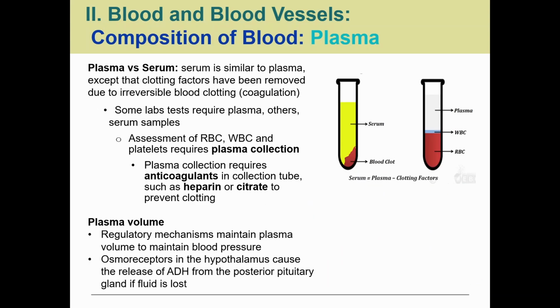Now, plasma is how we describe the matrix inside the bloodstream. Serum is similar, except we've removed all the clotting factors. So we've had some coagulation happen. Sometimes labs require plasma, sometimes they require serum samples. And so this is why sometimes, if you have to have blood drawn, they use multiple tubes for your samples. Why do they have to take like 3 sticks of blood or whatever?